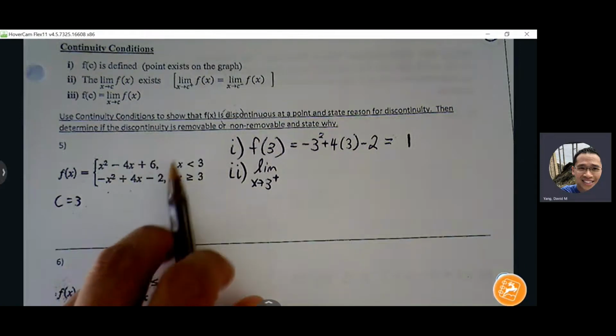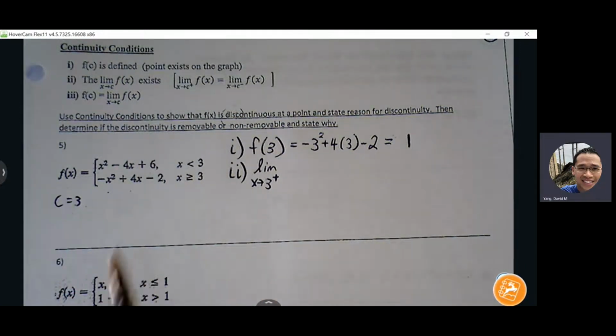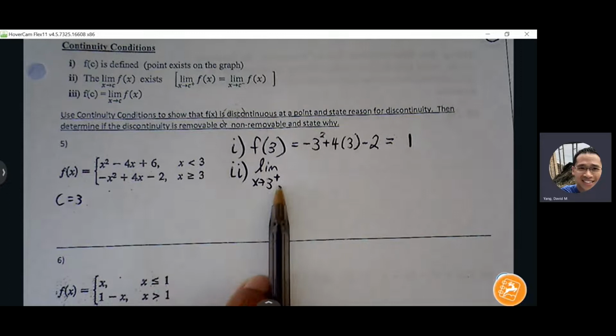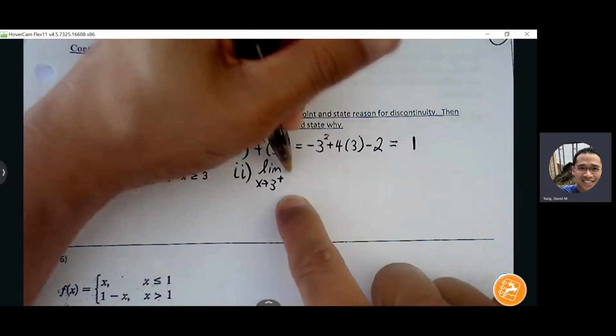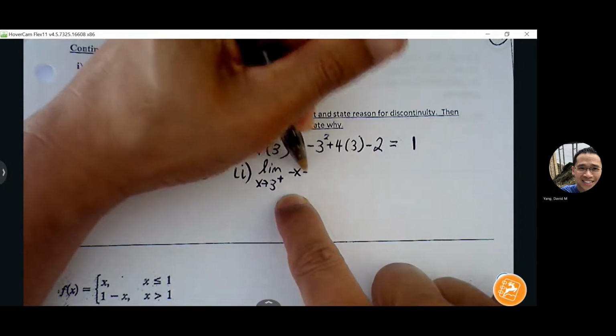So which expression is for the right side of 3? The second one, because 3 positive just means values greater than 3, so 3.1, 3.5, 3.6. Those are all values greater than 3. So let's copy down the second one here.